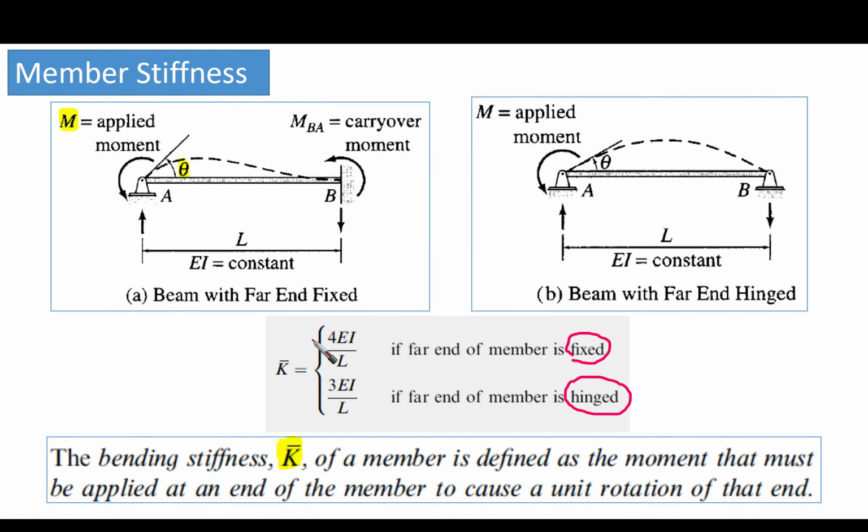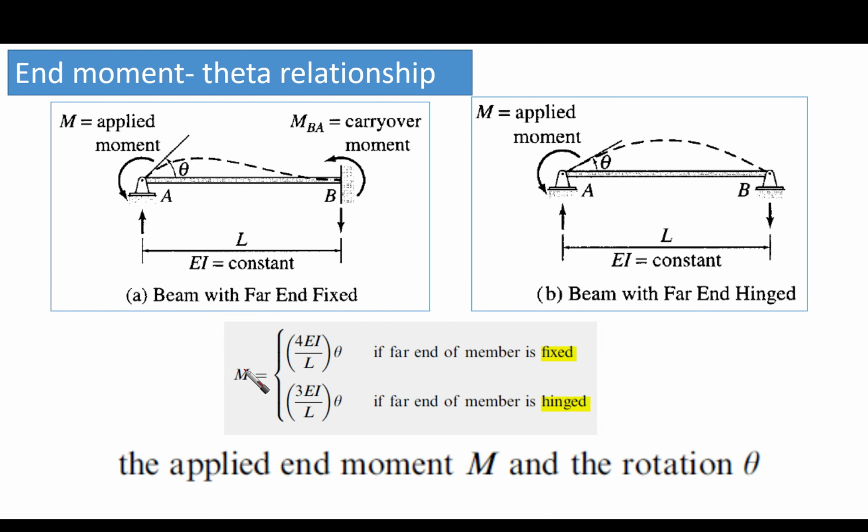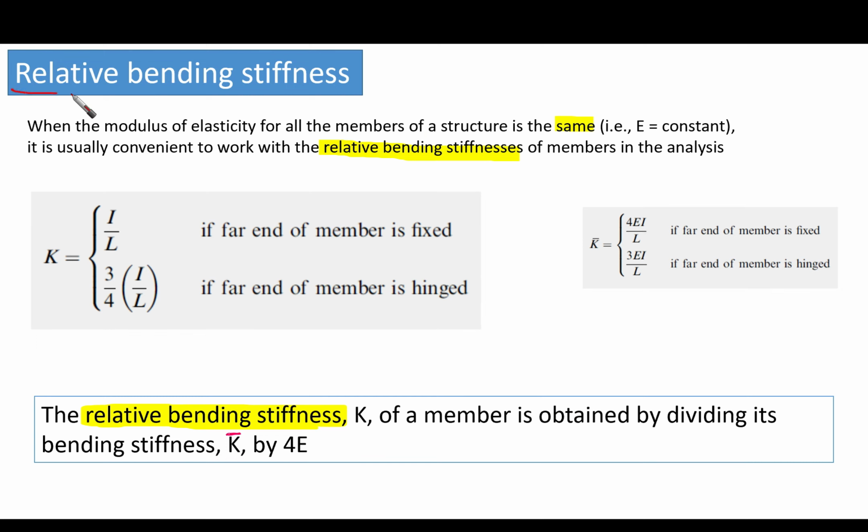Member stiffness is going to be 4EI over L if the far end is fixed, and 3EI over L if the far end is hinged. In moment relation, it is going to be the same: M equals K bar times theta, which is 4EI over L in case of fixed, or 3EI over L for hinged. The relative bending stiffness, commonly we use it whenever we have the same E. It is simply equal to I over L if the far end is fixed, and 3/4 I over L if the member is hinged.